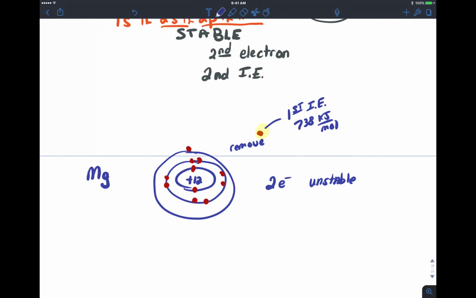Now the second one, it's still unstable. We've reduced our number of valence electrons from 2 to 1, but it's still unstable because it still has 1 outer electron, and we don't want 1, we want 8. So that brings us to the second electron that we have to remove. This guy right here, we need to get rid of it. Now since it's the second electron that we're removing, we're going to need to apply the second ionization energy.